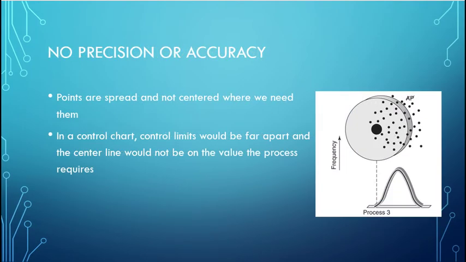If we have neither precision nor accuracy, then the bullet holes are not centered on the center of the target, and they are scattered very widely around. In our control chart, this means that the center of our data will not be at the center that our process requires, and the variance will be large, so the control limits will be far apart.